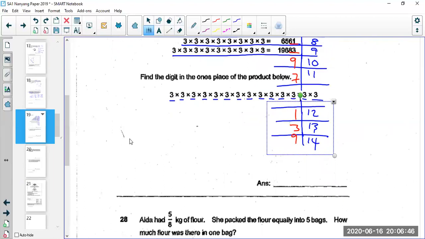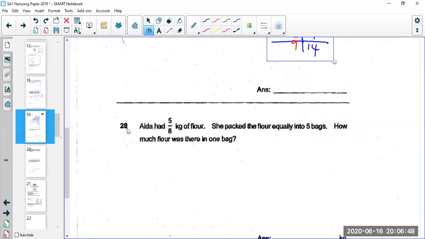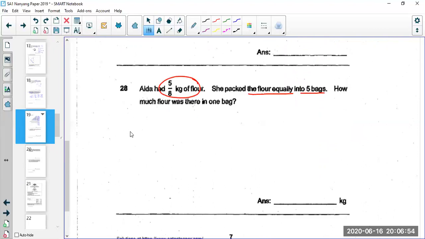Okay. Next one. Elda had 5/8 kilograms of flour. She packed the flour equally into 5 bags. So how much flour was there in one bag? Then you must divide. You take the flour and divide by 5. Okay? And keep the first number, and change divide to times, and change the whole number into a fraction so that you can flip. Right? If you don't change it to a fraction, you cannot flip.